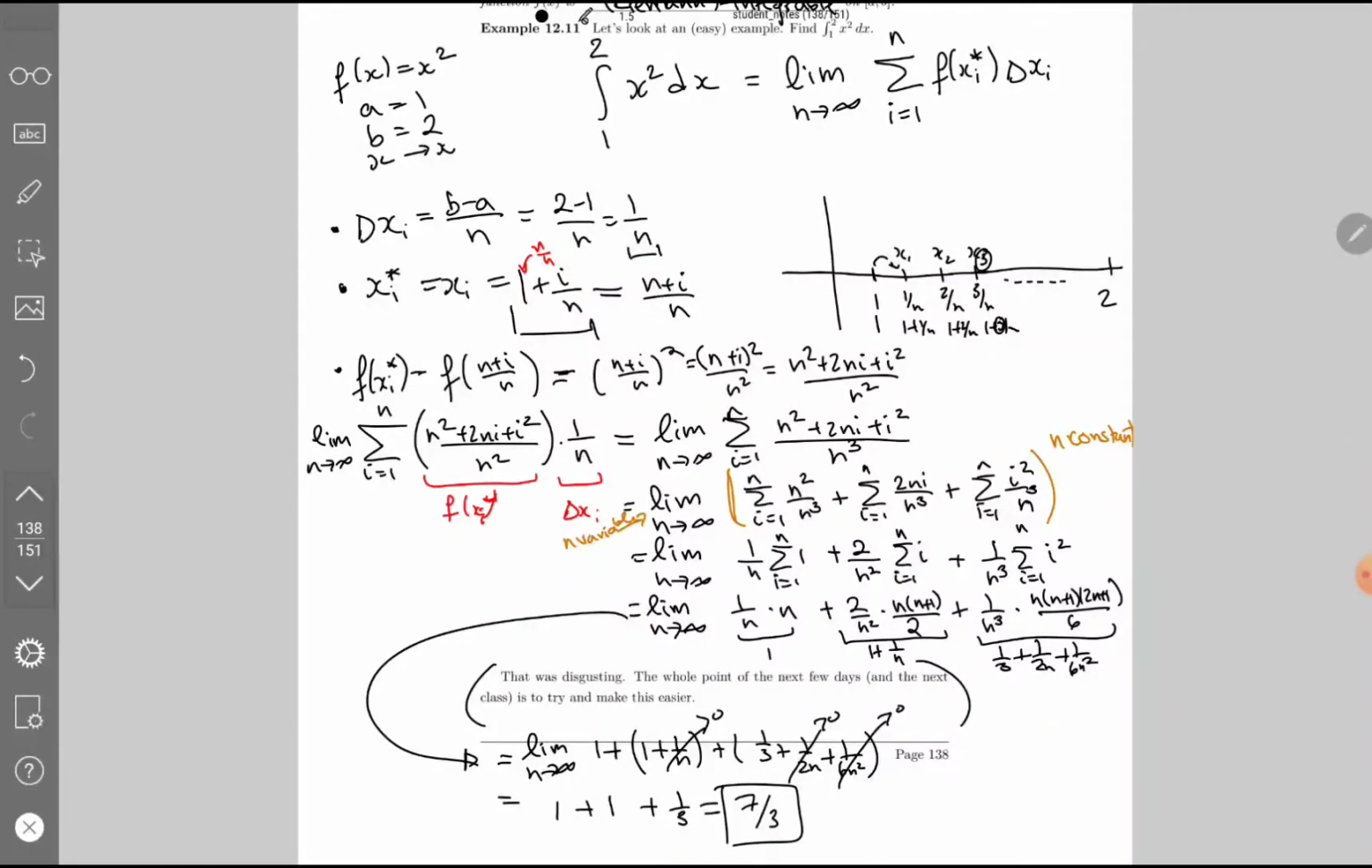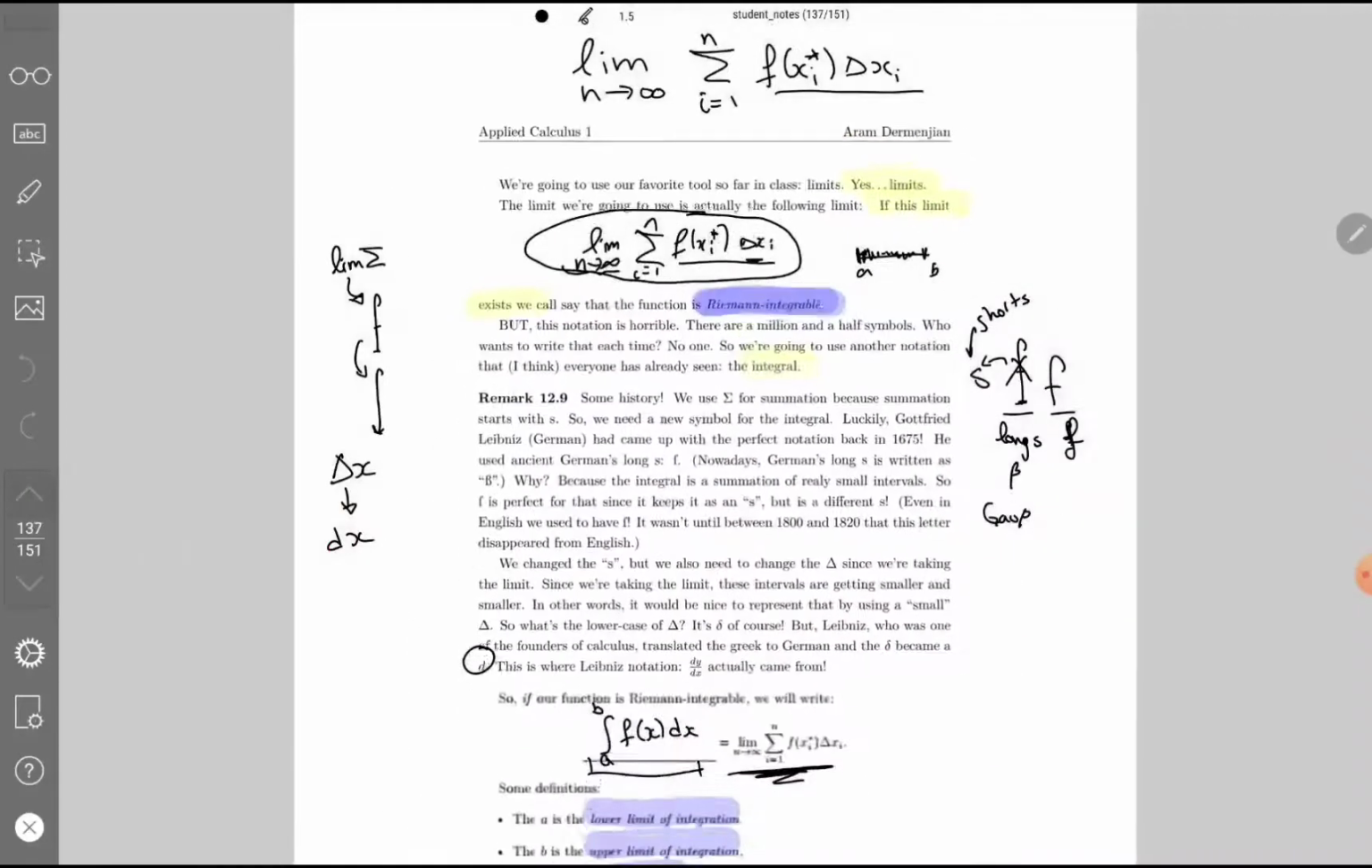Or do I mention it later? I don't mention it later. Okay, so I should mention this now. For some reason, I don't mention this.